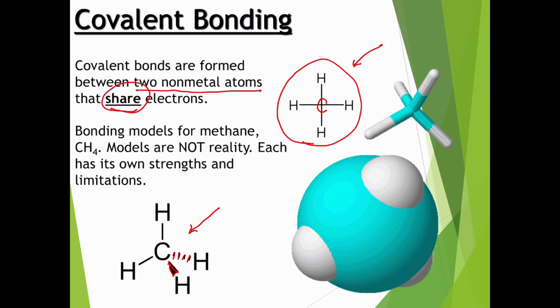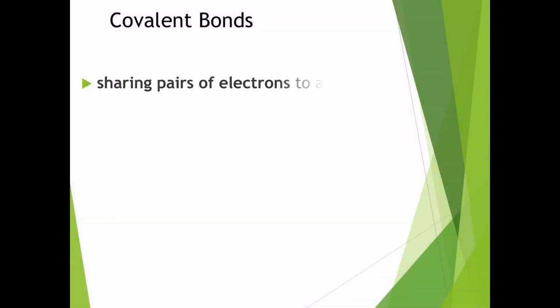And then we have these other ones. This one's called a space filling model, and this one's called a ball and stick model. We're not going to really get into these, but there are lots of different ways to show these covalent bonds that are formed. And as you go farther into chemistry, you'll get more and more practice with all these different types. So covalent bonds are sharing electrons in order to obtain an octet.